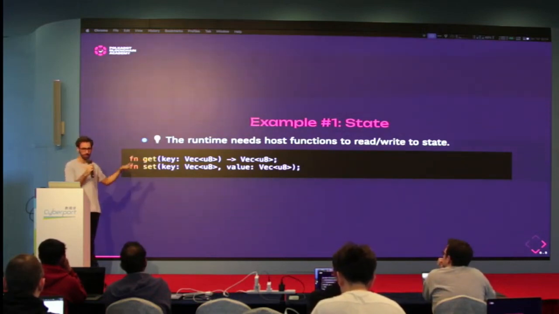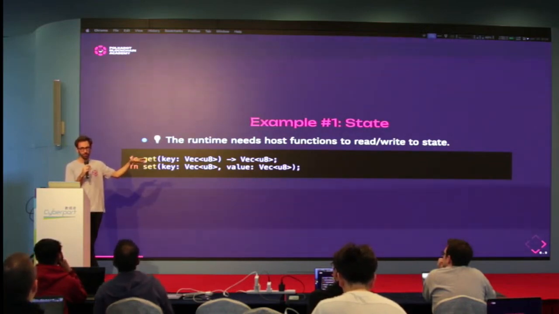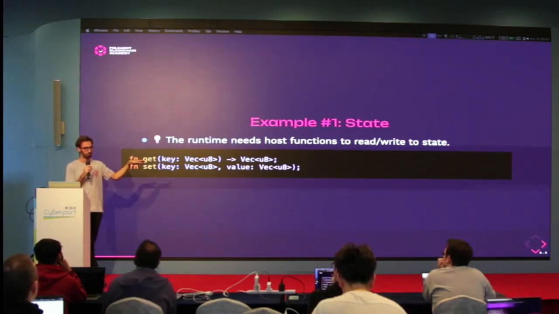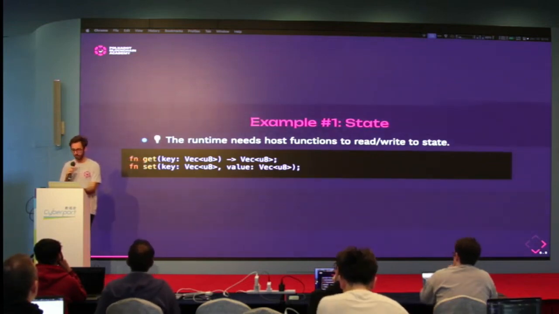Has anyone already, for example, seen the corresponding host functions in the assignment? Because it is in your test. If you look close enough, you'll... All right, well, you will see it today.